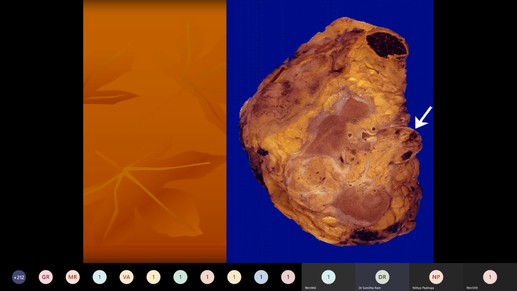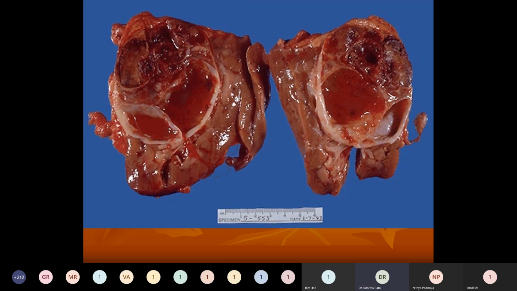Here again is a tumor which is actually multiple tumors, showing a multifocal appearance. There's one nodule here, there's one here, and renal cell carcinomas are known to invade the vessels.